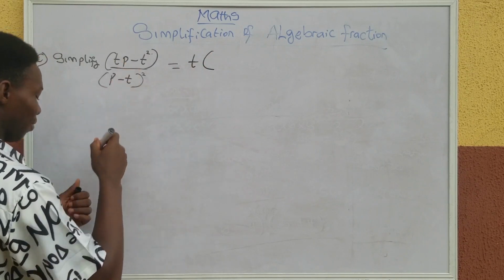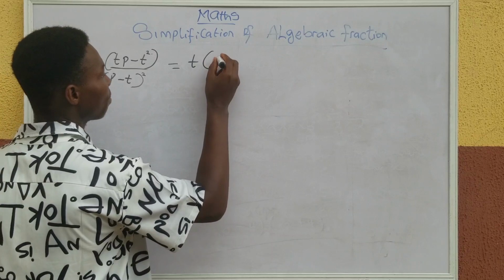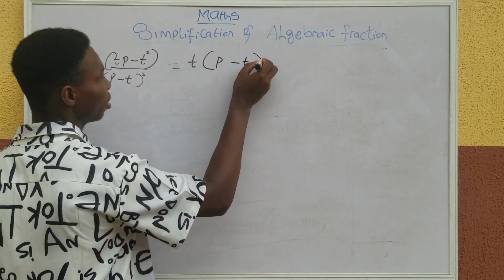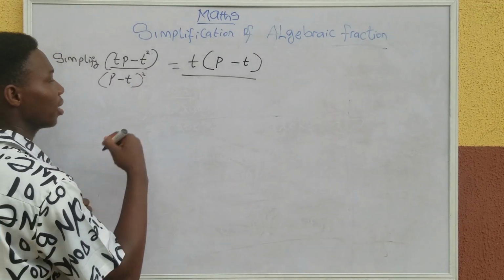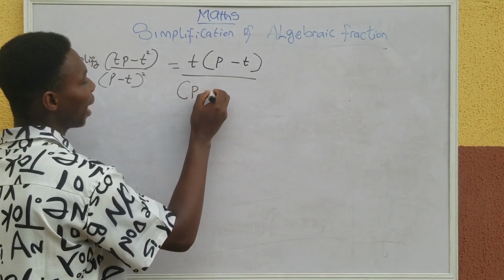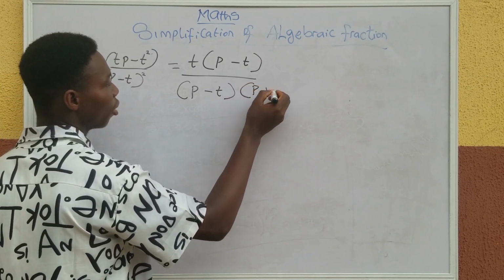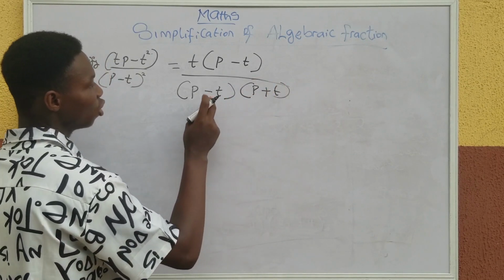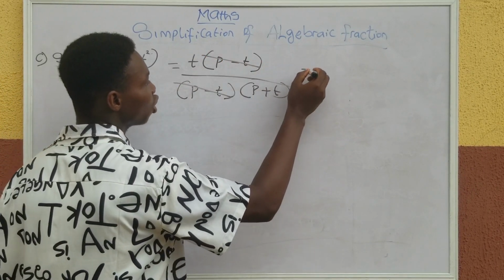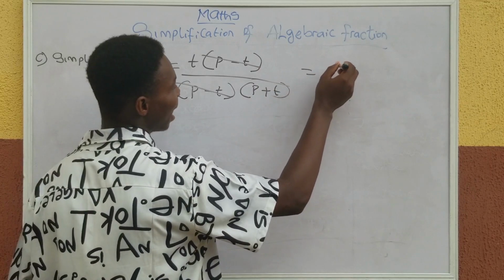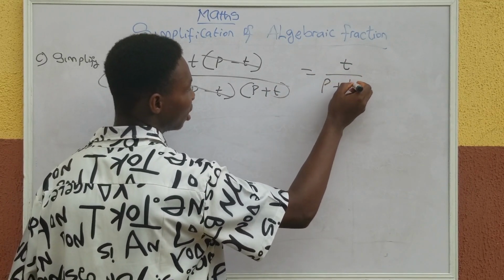So what are you going to have left in this bracket? It is going to be P minus t, close bracket, all over. Remember, differences of 2 squared, so it becomes P minus t, close bracket, another bracket again, P plus t, close bracket. You are having P minus t here, P minus t here. This will cancel out this. So you are left with your final answer as t all over P plus t.